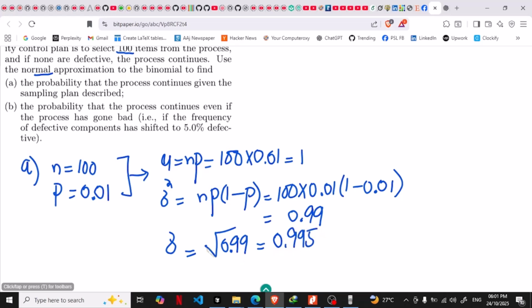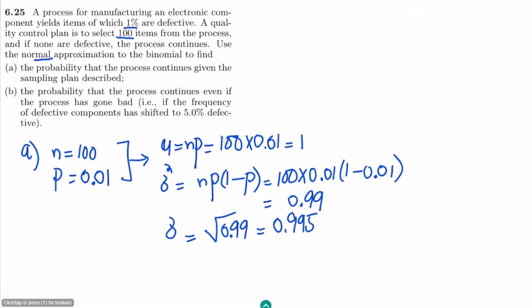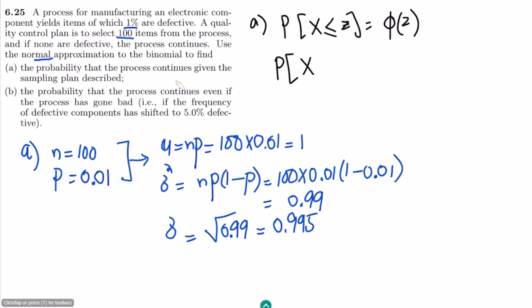Now we need to find the probability that the process continues given the sampling plan described. Here we have to use the z distribution. What we know is that if x denotes the number of defective items, it must be equal to 0.